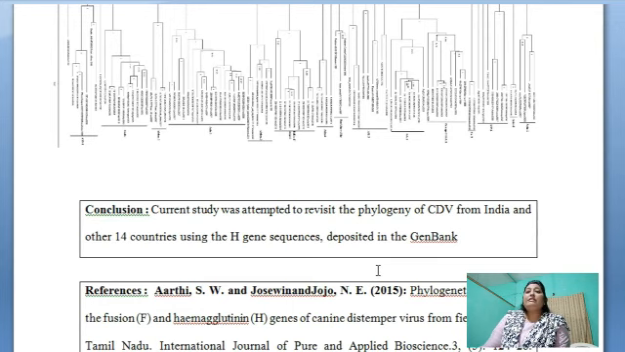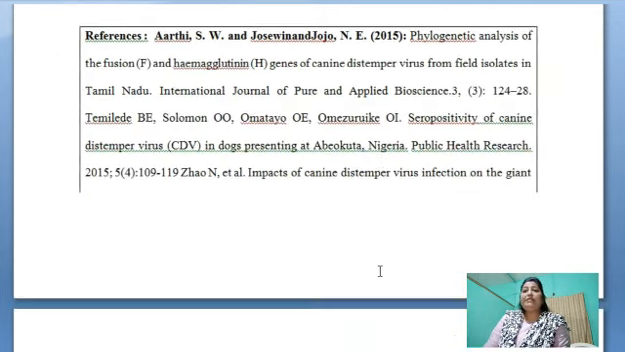The current study attempted to revisit the phylogeny of the CDV from India and 14 other countries using the H gene sequences deposited in GenBank.